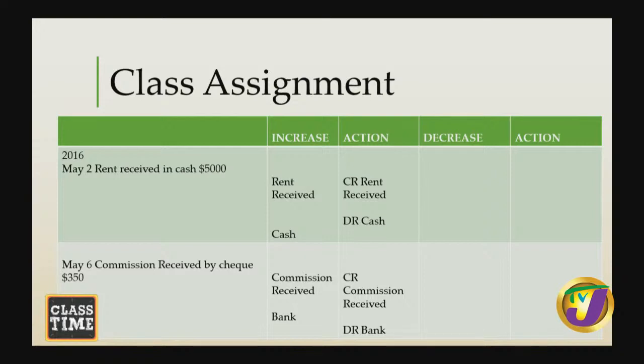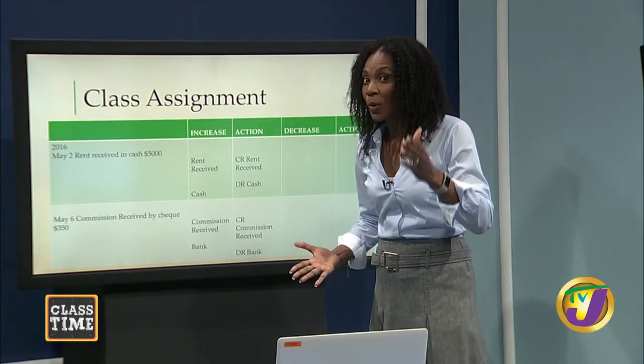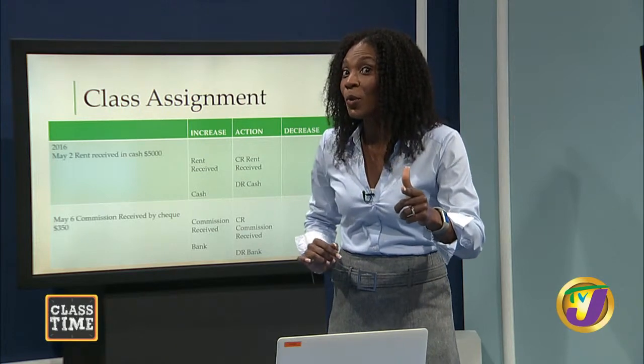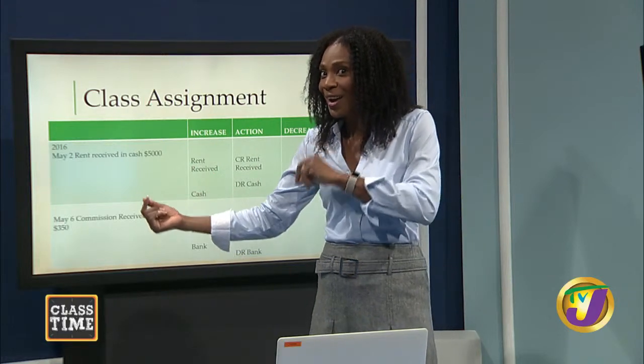All right? Fine. And look at May 6. Commission received by check, $350. Commission received again. That's a what? Revenue. Are we increasing or are we decreasing? We are increasing. Rules again apply. Whenever there's an increase in revenue, we're going to do what? Credit. So credit the commission received account.